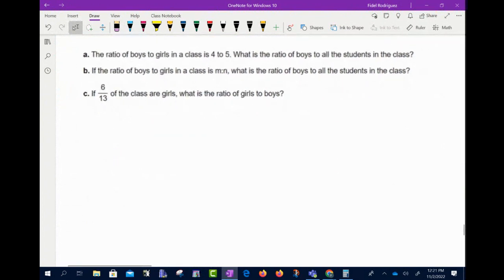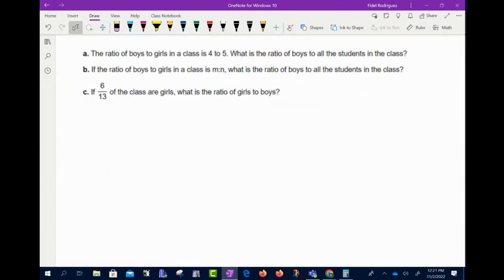Okay, so here's my next problem. Again, I'm thinking about this, y'all. I'm thinking out loud here, but I'm thinking about this like I'm dealing with a bunch of 6th graders. So when you're in 6th grade, you're like, I don't know, 12 years old or something like that, right? So the first part here says the ratio of boys to girls in a class is 4 to 5. What is the ratio of boys to all the students in the class, okay? So again, if I was talking to a bunch of 12-year-olds, I would say, look, the ratio of boys to girls is 4 to 5.